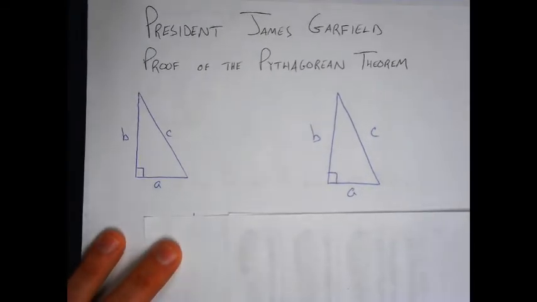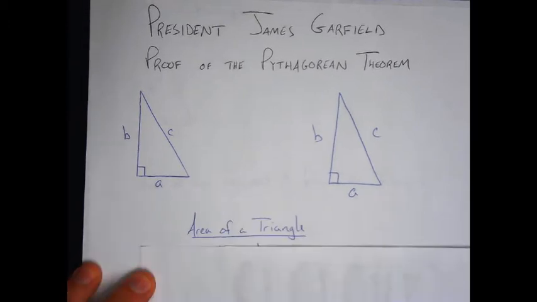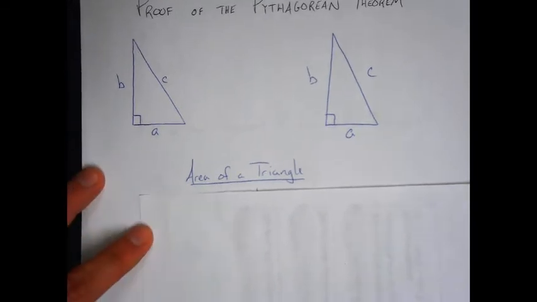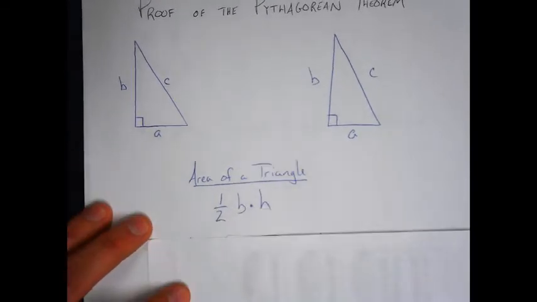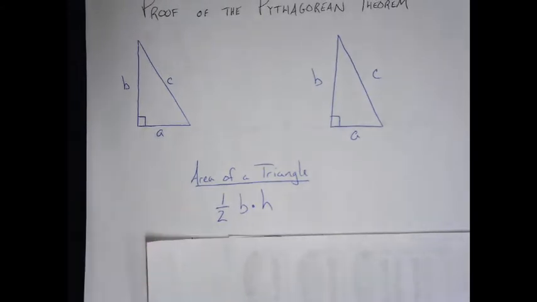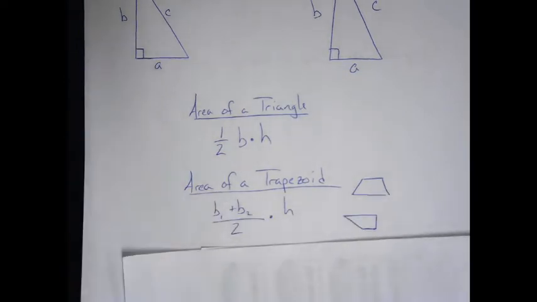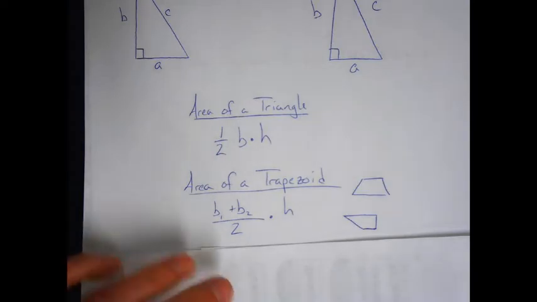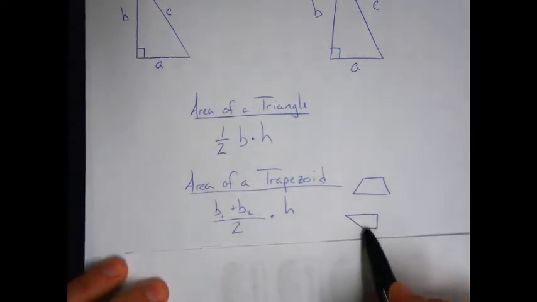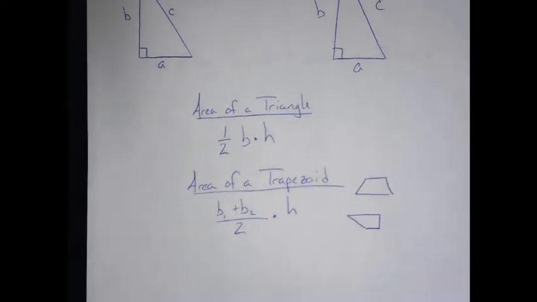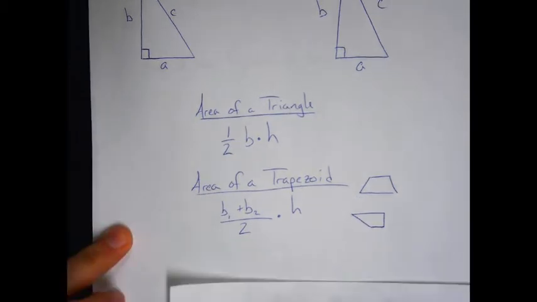Now we're going to need a couple other things. We're going to need to know the formula for the area of any triangle, and you should know that the area of any triangle is 1/2 times the base times the height. The other thing we're going to need is the area of any trapezoid, which is 1/2 the average of the bases times the height. No matter what bases you have, if you add them together and divide by 2, you have the average of the bases, and in any trapezoid you have the height. So we're going to need that information to begin a proof of the Pythagorean theorem.